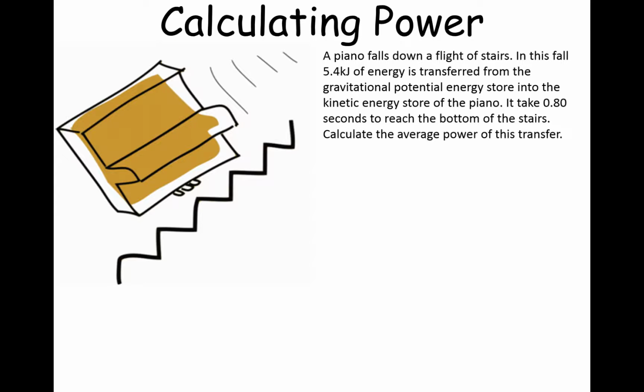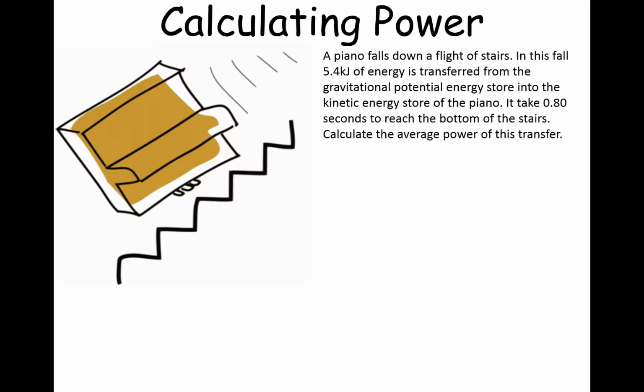Next, a piano falls down a flight of stairs. In this fall, 5.4 kilojoules of energy is transferred from the gravitational potential energy store into the kinetic energy store of the piano. It takes 0.8 seconds to reach the bottom of the stairs. Calculate the average power of this transfer.